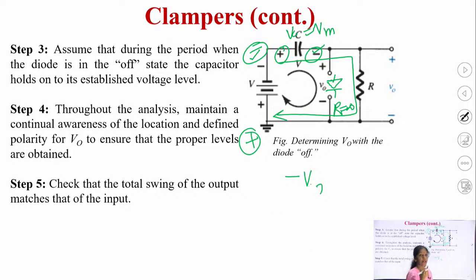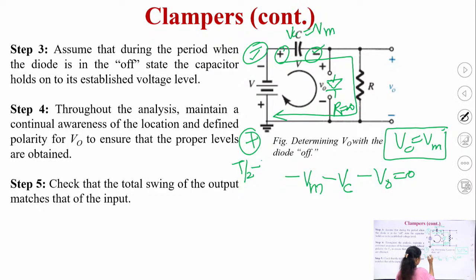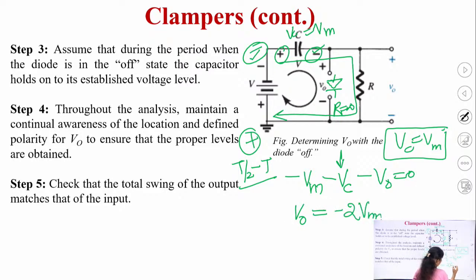So, whenever we apply the input signal, it will be the maximum value, that is Vm, that is why I am writing here Vm. Minus Vm minus Vc minus V0 is equal to 0, and Vc is Vm, we have calculated in the first half cycle. This is the second half cycle, that is T by 2 to T time period. So, keeping the value of Vm here, Vc here, that is Vm, we get V0 is equal to minus 2 Vm.